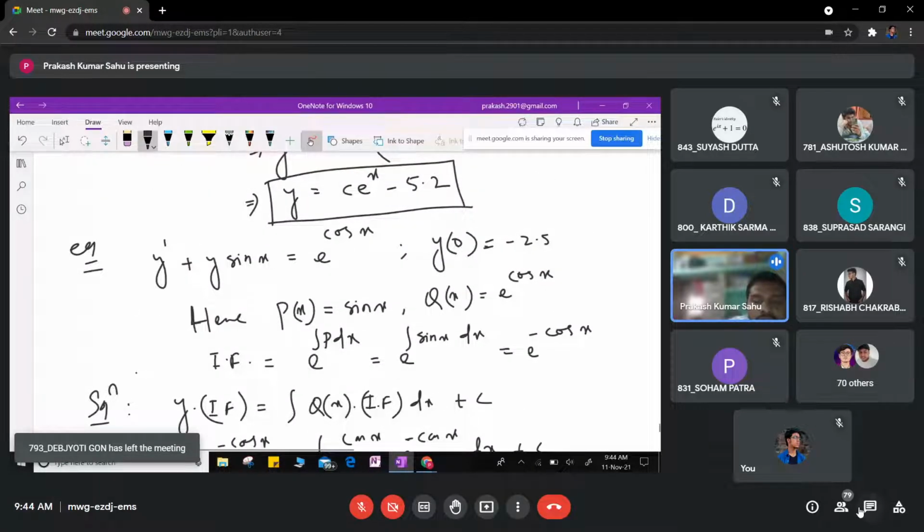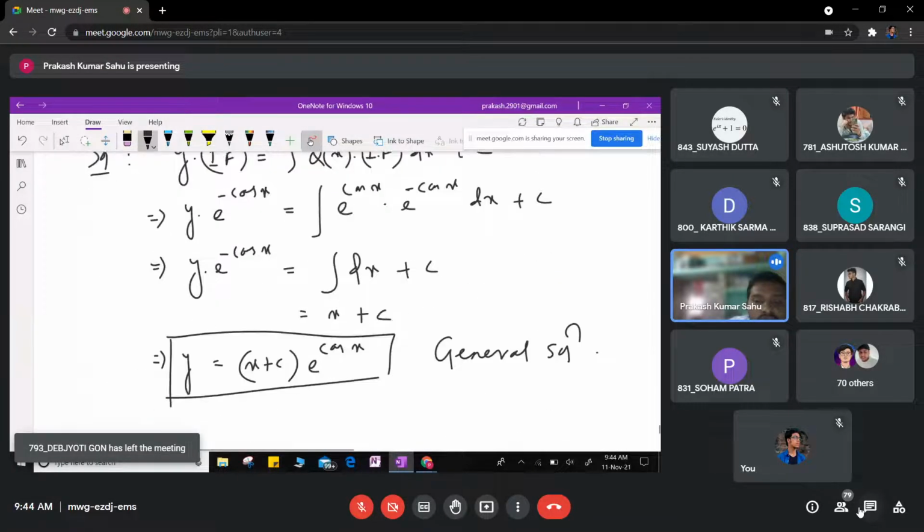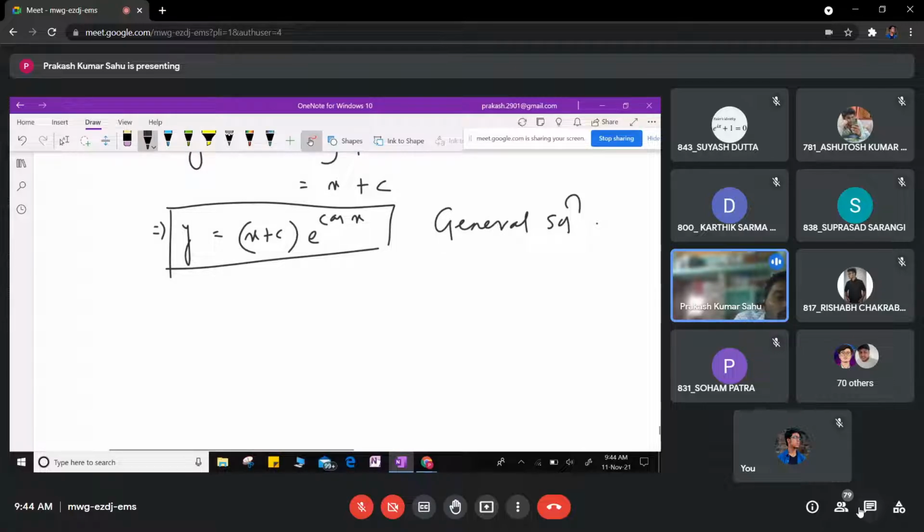The initial condition is y(0) is equal to minus 2.5. Okay. So now put in y(0) is equal to minus 2.5. So that means minus 2.5 is equal to 0 plus c into e to the power cos 0, which is equal to 1. So that implies cos 0 is equal to 1.